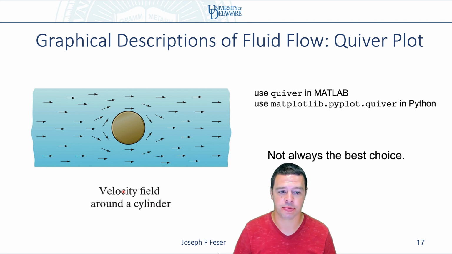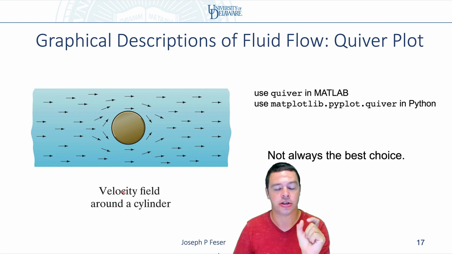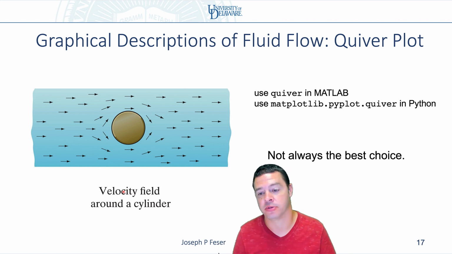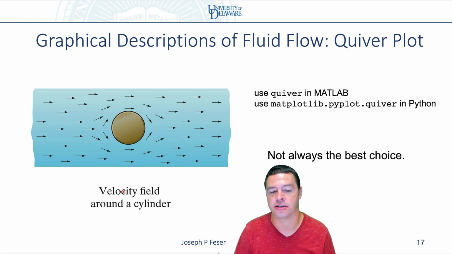It's got some problems. It's not always the best choice, because if you evaluate the velocity at lots and lots of different points, it can actually become really hard to read these plots because each arrow has to get shorter so that you can actually see them, or if you make them too long, they start overlapping one another. So they're not a perfect way to describe a flow, and they're actually not super common, to be honest.